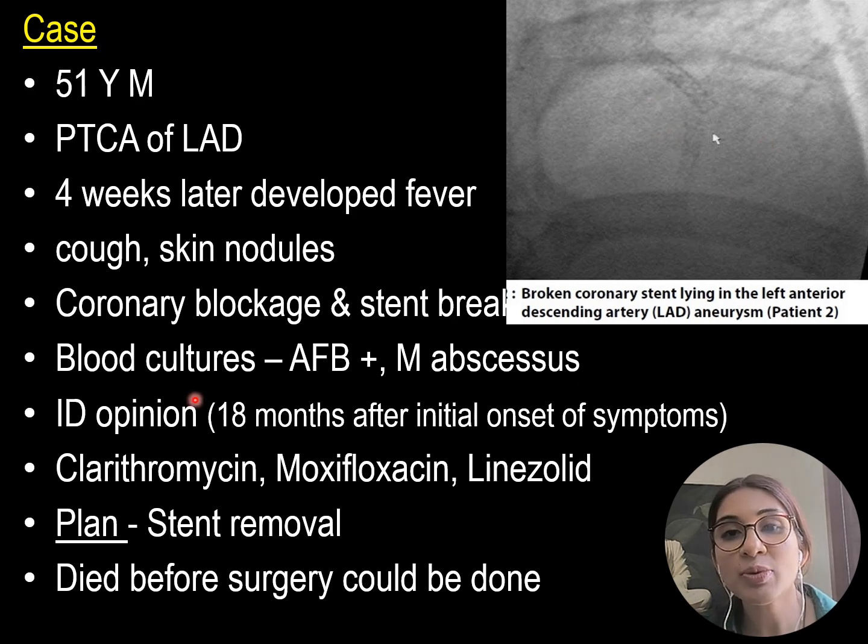The blood cultures were positive for AFB, which were identified as M. abscessus. At this point, infectious diseases opinion was sought. This was almost 18 months after the initial onset of symptoms, indicating the delay in the diagnosis of this patient. He was initiated on clarithromycin, moxifloxacin, and linezolid. The plan was to do stent removal, but the patient died before the surgery could be done.